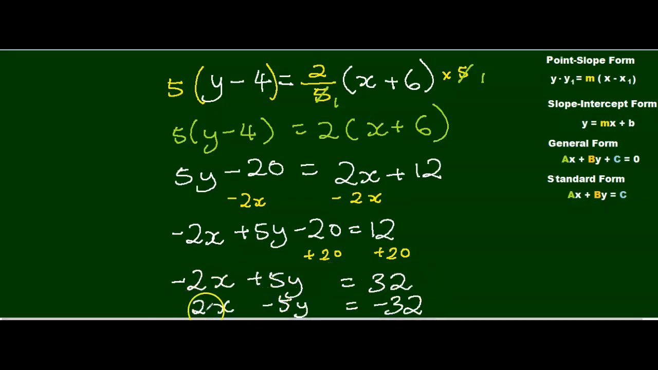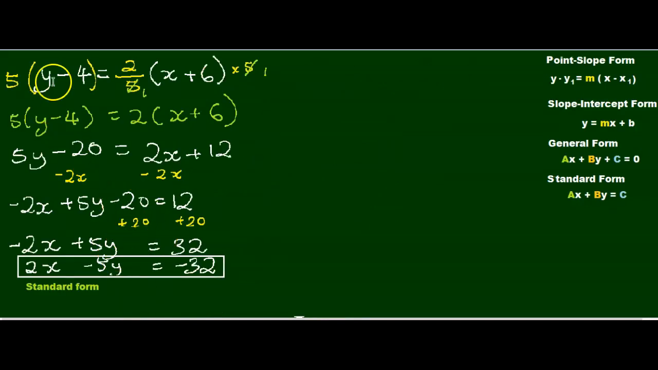The reason why I can change my signs throughout is it's equivalent to me multiplying the equation by -1 or dividing the equation by -1. And if we want to convert our standard form to general form, we just subtract 32 on each side. And that will give us 2x minus 5y plus 32 equals 0.